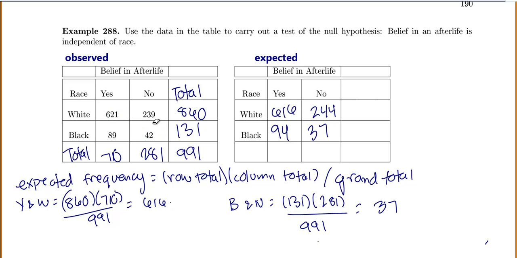Now let's double check that all of our totals match up. So 616 plus 244 does give me 860. 94 and 37 gives me 131. 616 and 94 give me 710. 281 and 991. Just remember, double check your work. Your totals should match up for both the observed and expected, and they do, so that's a good sign.